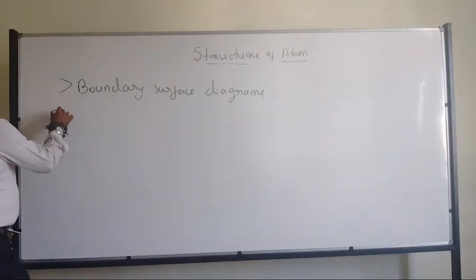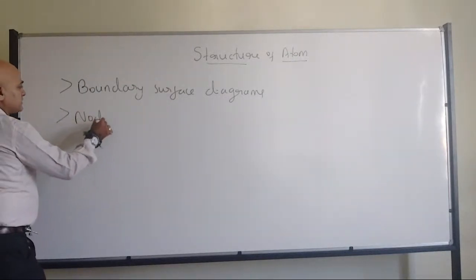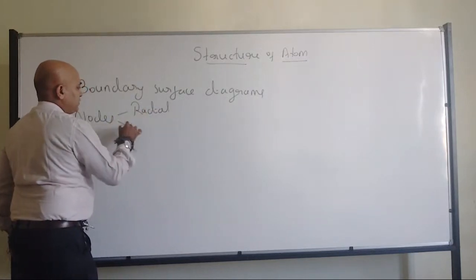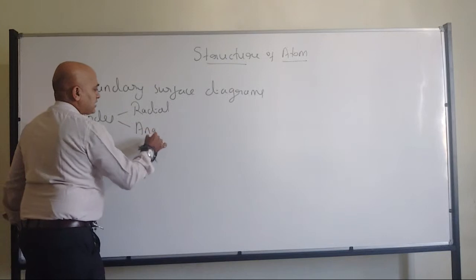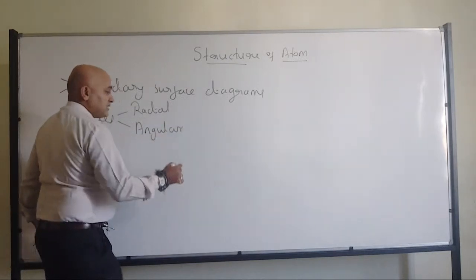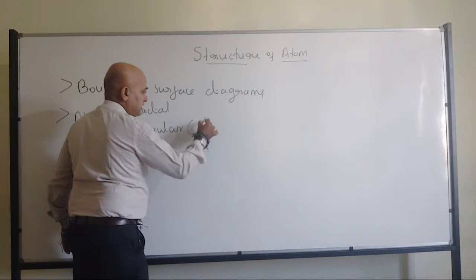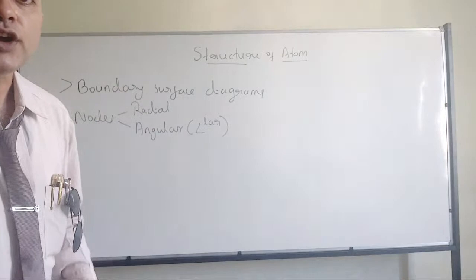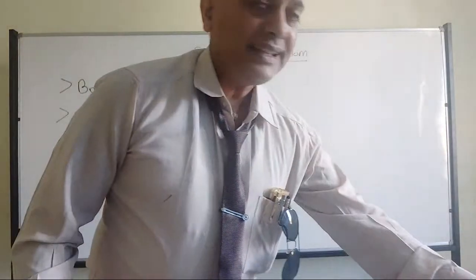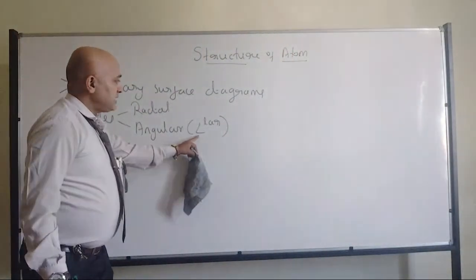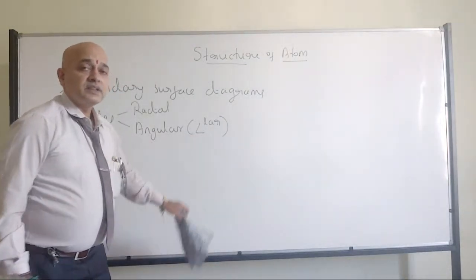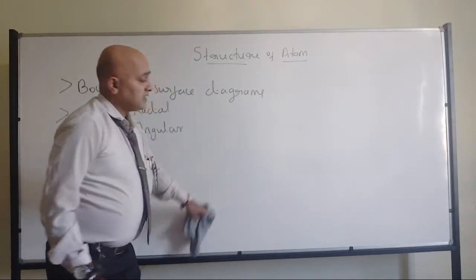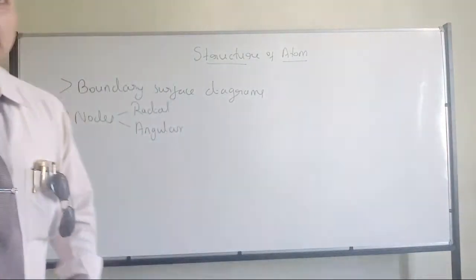Then we have discussed about nodes, right? In that we have two types, radial nodes and angular nodes. Sometimes in a hurry I might have written angular nodes like this, don't get confused. But don't use the short form. In your examination you should not use the short form. So that's where we have the two types of nodes.